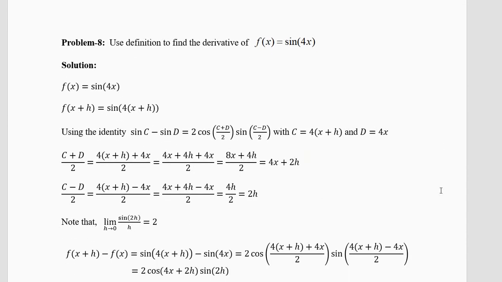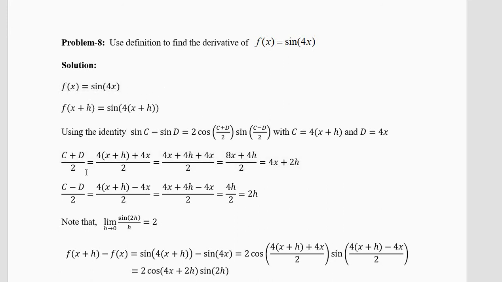Now comes the question on sin x. f of x equal to sin 4x. f of x plus h is sin 4 into x plus h. Now we'll open this bracket after some time. Now use the identity on page 1. Sin c minus sin d is 2 cos c plus d by 2 into sin c minus d by 2. Now what is c? c is 4 into x plus h and d is 4x.